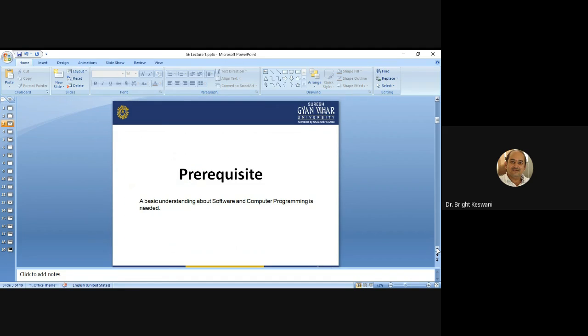Now the prerequisite for this course is a basic understanding of software and computer programming. This course is not directly related to the coding part. It is a conceptual paper which is related to the basic concepts of software engineering.